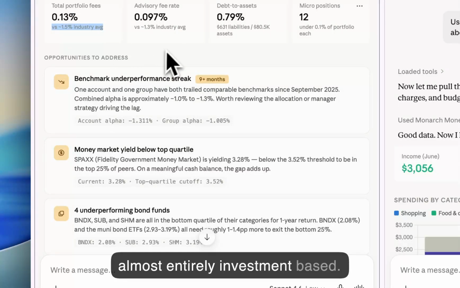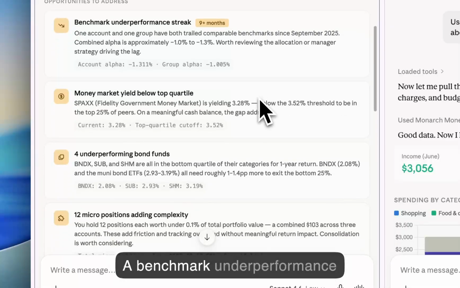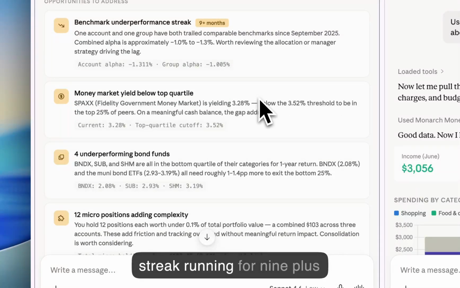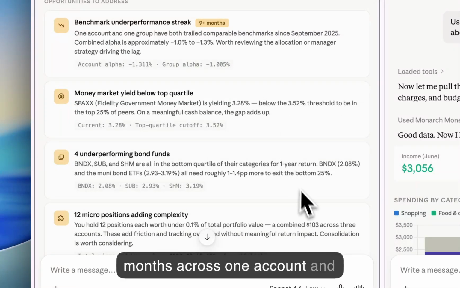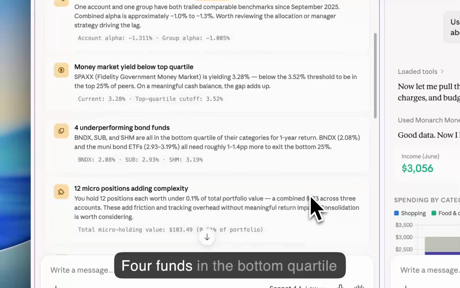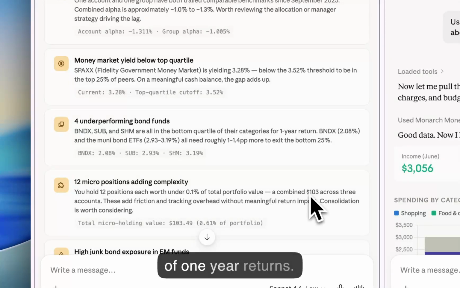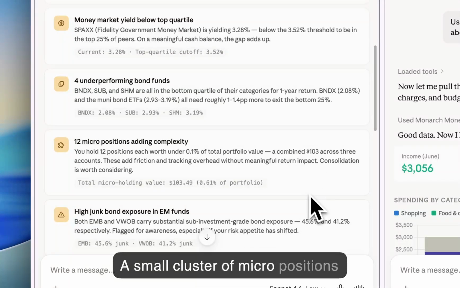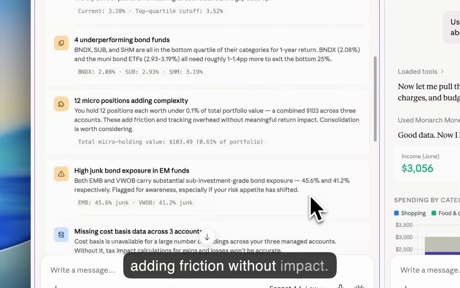The opportunities it surfaces are almost entirely investment-based. A benchmark underperformance streak running for 9+ months across one account and one group. A money market fund yielding just below the top quartile cutoff. 4 bond funds in the bottom quartile of 1-year returns. A small cluster of micro positions adding friction without impact.